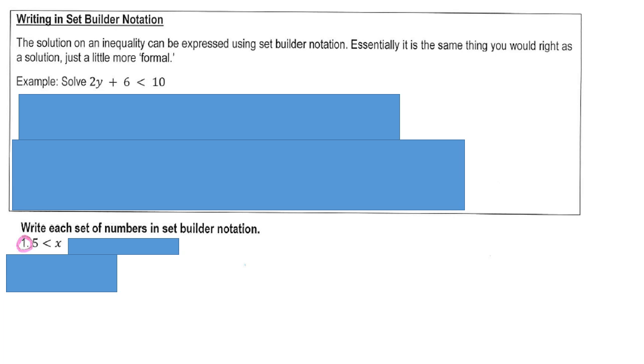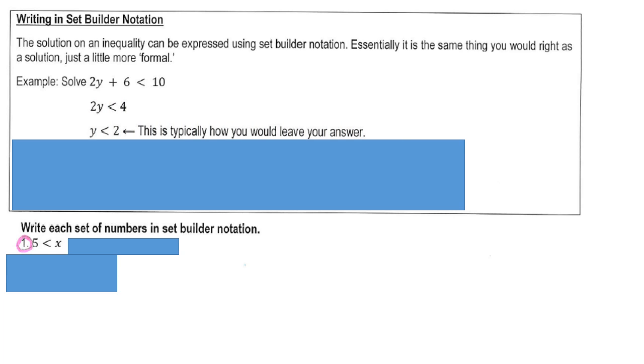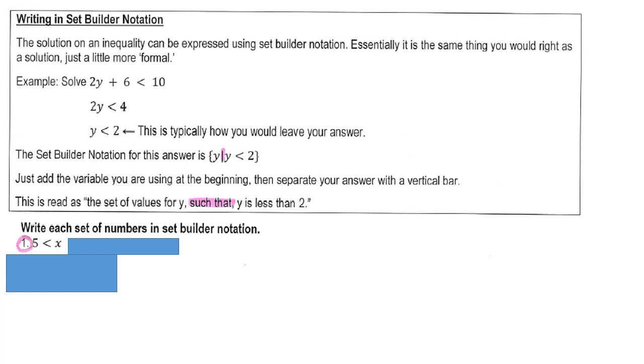The first example is to solve 2y plus 6 is less than 10. So you're literally going to solve that inequality first to solve for y, and you get y is less than 2. And that's typically at this point how you would leave your answer, or you might graph it. And now you know how to write that in interval notation, but another form is set builder notation. And it looks more formal. The set builder notation for this answer is squiggly bracket y, vertical bar, y less than 2, with a squiggly bracket at the end.